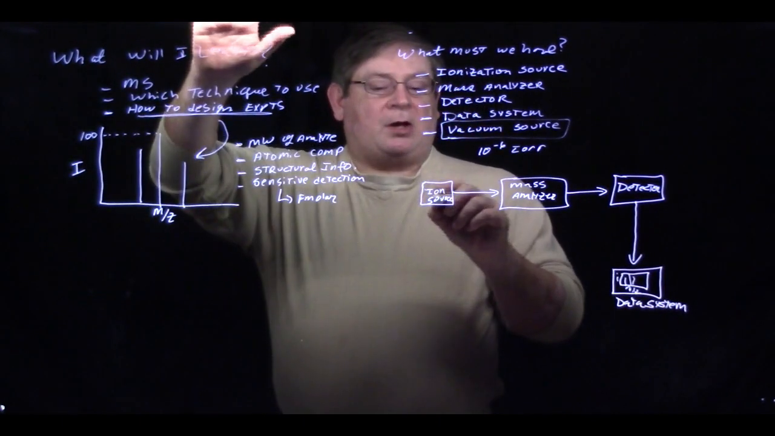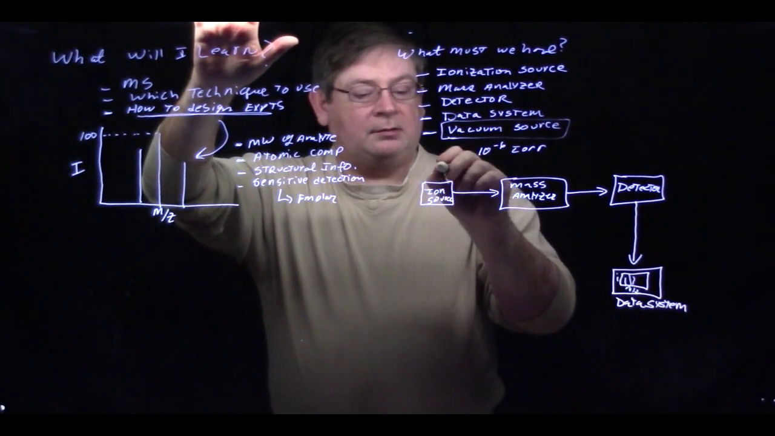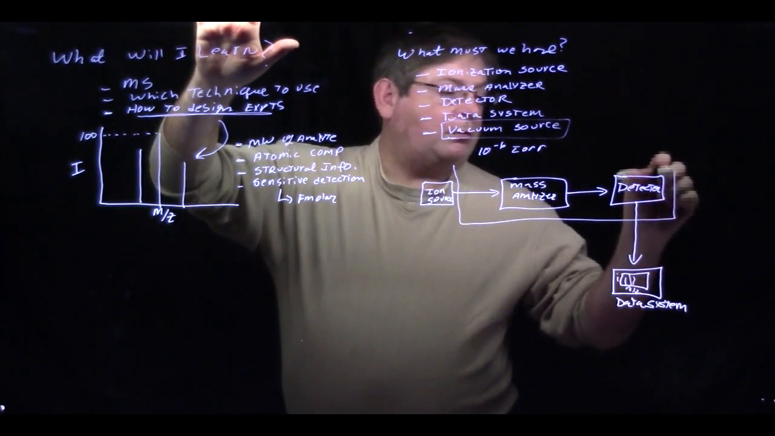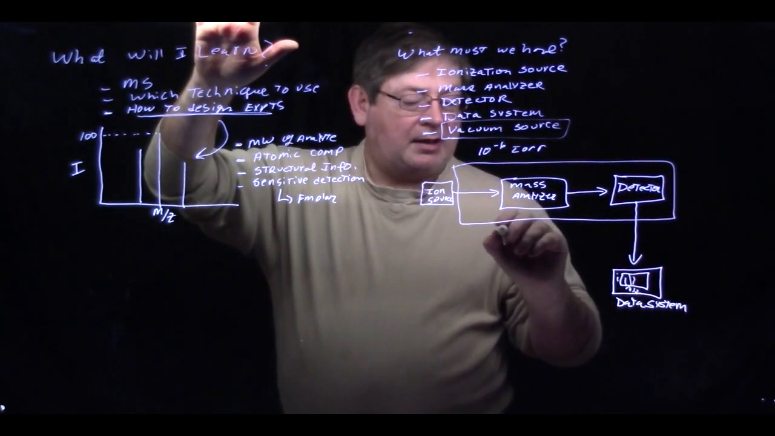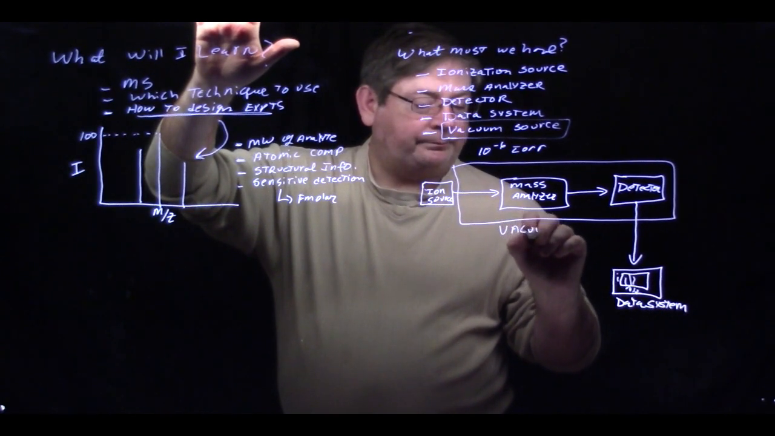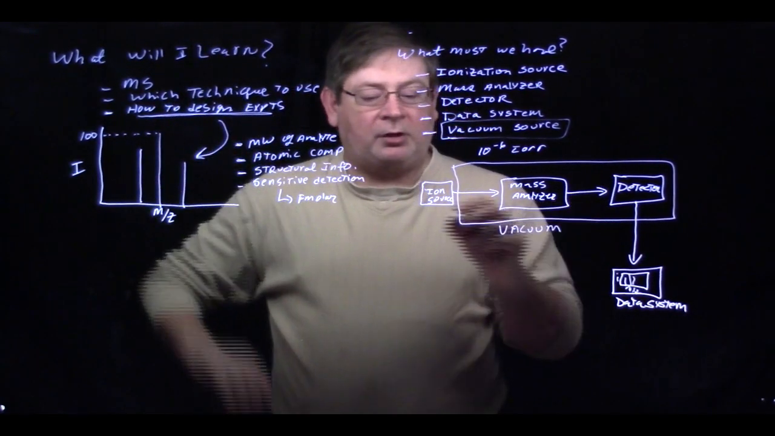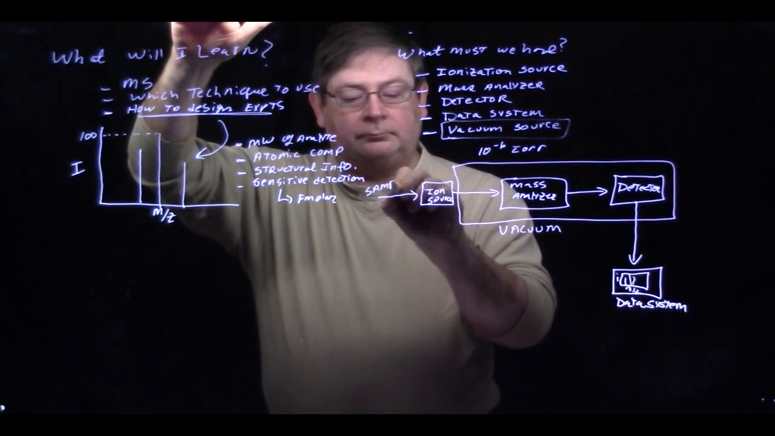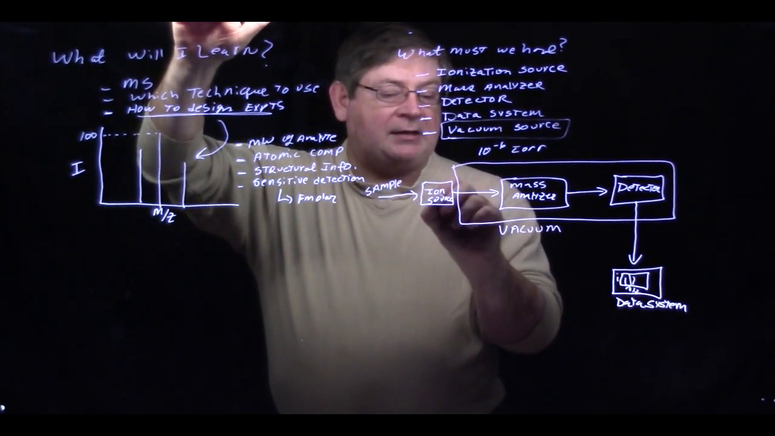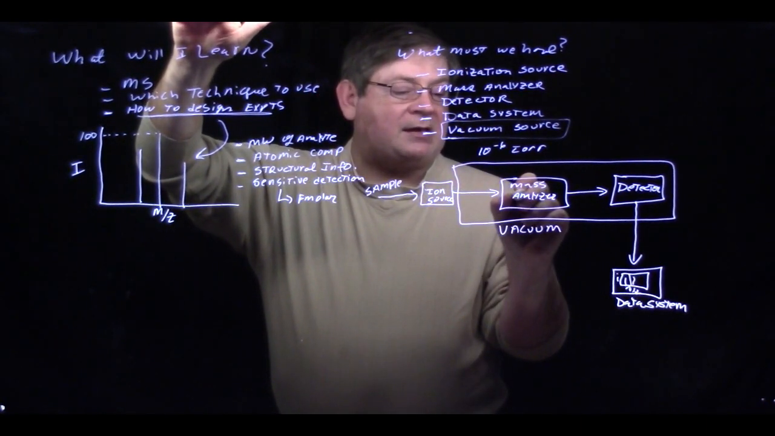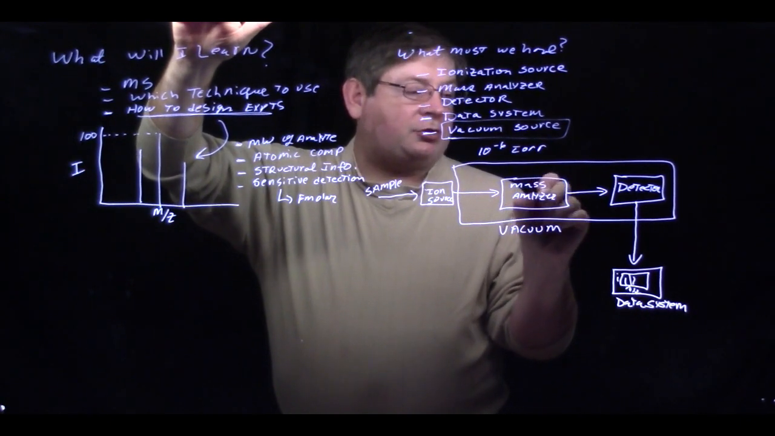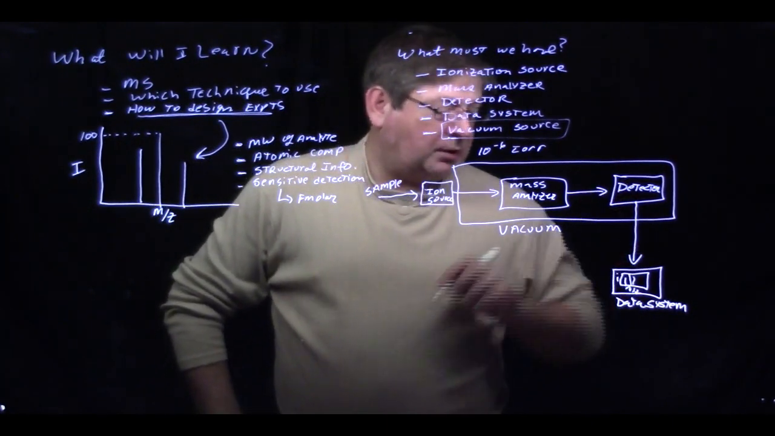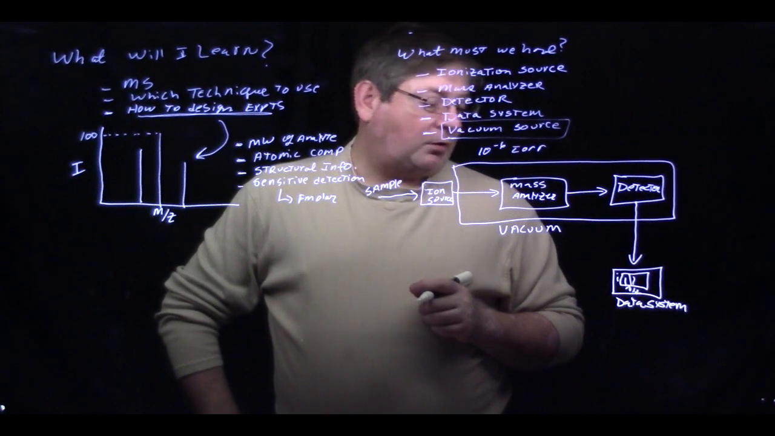Okay? And so all of this, pretty much from about here over, depending on the system you're using, has to be under vacuum. So you've got to keep this under really good vacuum. You enter your sample in here. The sample gets ionized. The ions then move into the mass analyzer where they're separated by their mass to charge ratio, and those separated mass to charge ratios are then detected by the detector, which gives you the data that you see on your computer screen.